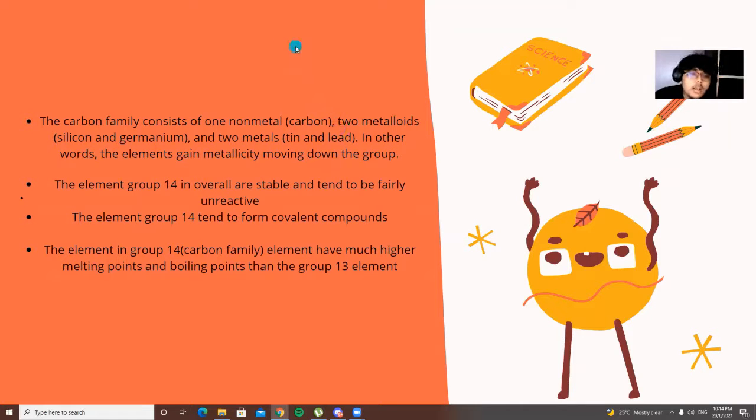The elements of group 14 overall are stable and tend to be fairly unreactive. The group 14 elements tend to form covalent compounds, because this group has 4 valence electrons, so they can share their electrons. A covalent bond is a bond that shares electrons. The group 14 carbon family elements have much higher melting points and boiling points than the group 13 elements.